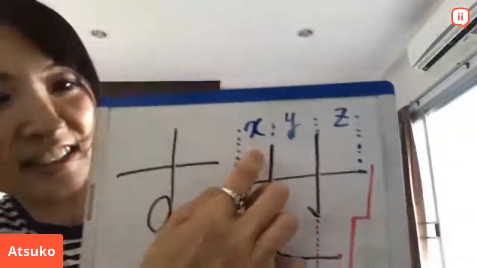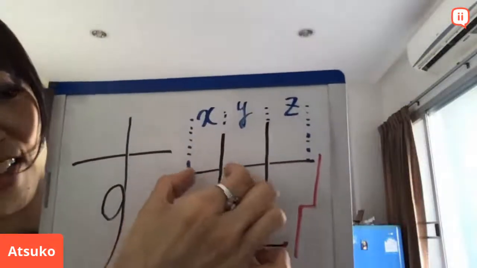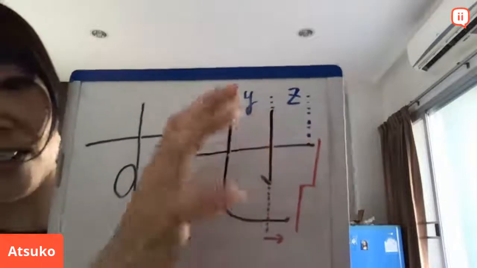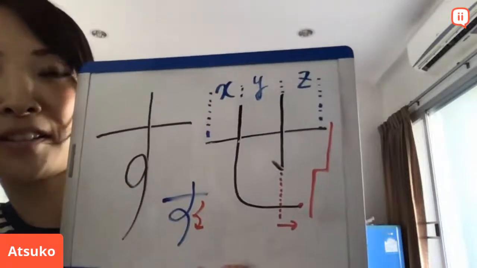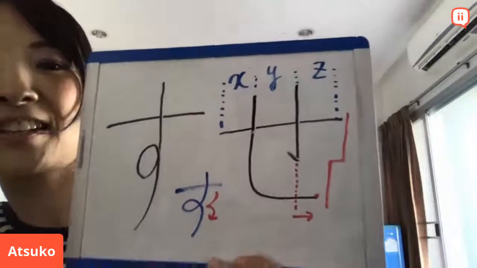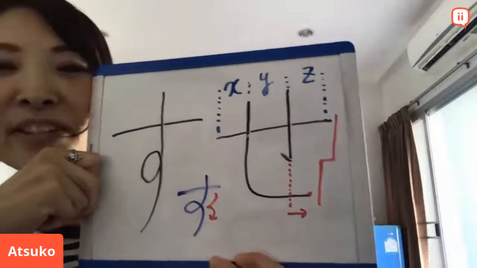Okay, another advice. Okay, X and Y and Z. This part are almost equal. And then it looks beautiful. It's like mathematics.